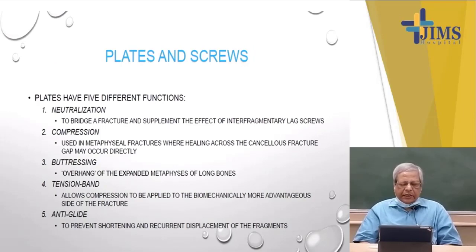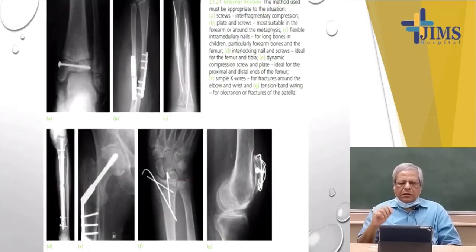Plates and screws, there are several types: neutralization plate, compression plates, buttressing, tension band, anti-glide. I'm not going into details of this because you don't need this. These are just examples of different types of fixation. This is one single screw holding these two fragments. This is a fracture in a child. There is an intra-articular fracture. It has to be accurately positioned, accurately reduced and fixed by only one screw.